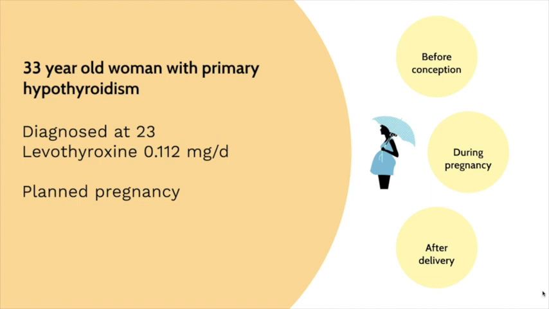Our case study is about a woman who was diagnosed with primary hypothyroidism at the age of 23. And at the age of 33, she was taking a 0.112 milligram per day dosage of levothyroxine, and this dosage had been stable for at least 2 years. She wanted to get pregnant naturally, and so a plan was made, along with her doctor's help, to try and ensure a healthy and safe birth without worsening her hypothyroidism.